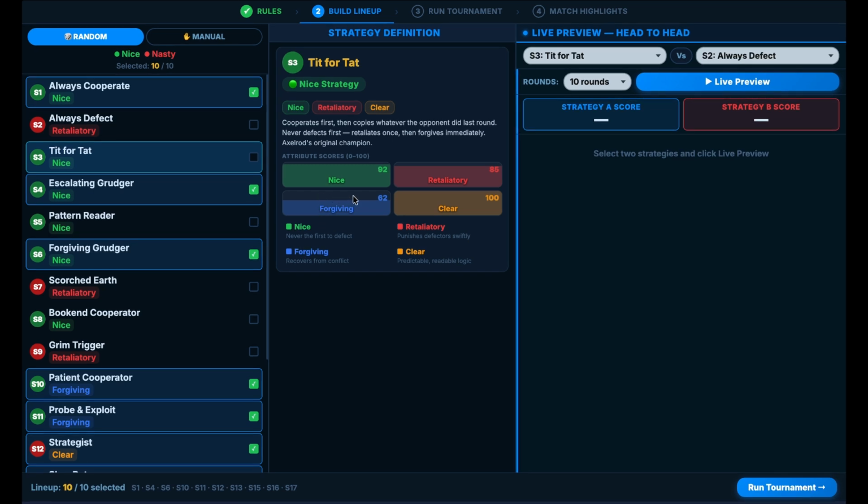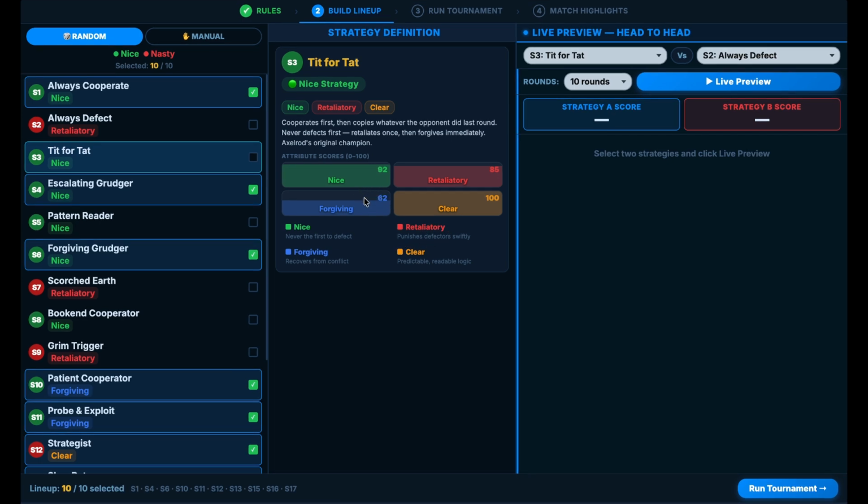Take tit for tat, for example. It always begins by cooperating. After that, it simply mirrors its opponent's previous move. Overall, it's considered a nice strategy because it cooperates by default, retaliates immediately when betrayed, forgives quickly, and follows a simple, transparent rule. You can explore the remaining strategies in the same way and compare how each one behaves.